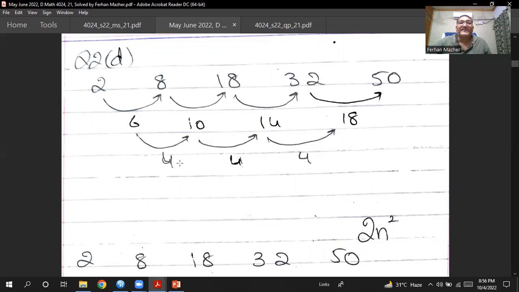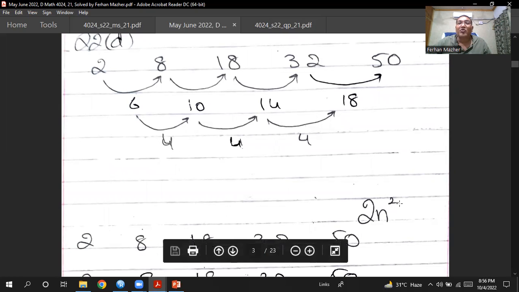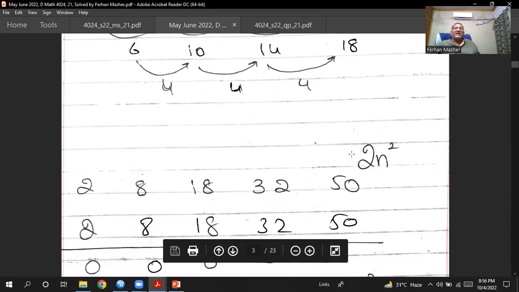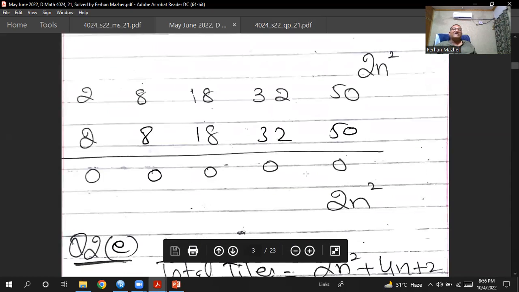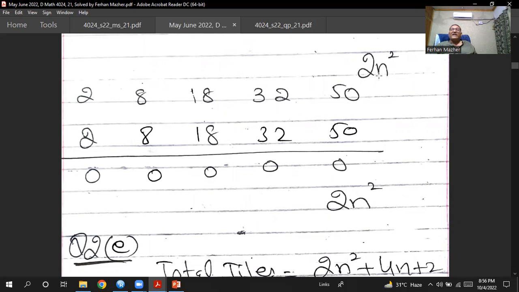So in your rough work somewhere, write 2n squared. In your rough work, write like I have written here, 2n squared. Then you will write that sequence again, the original sequence 2, 8, 18, 32, and 50. In this 2n squared, in the place of n, I will substitute 1, then 2, then 3, then 4. Whatever terms I get, I will write them here.